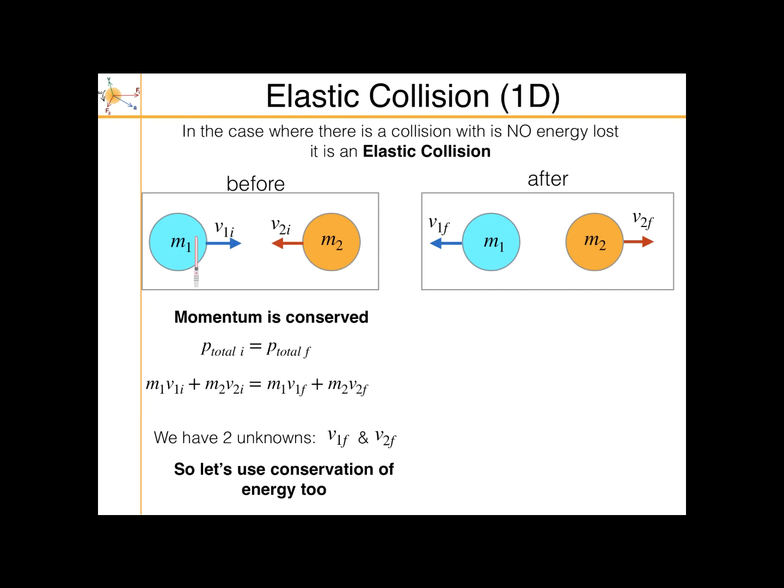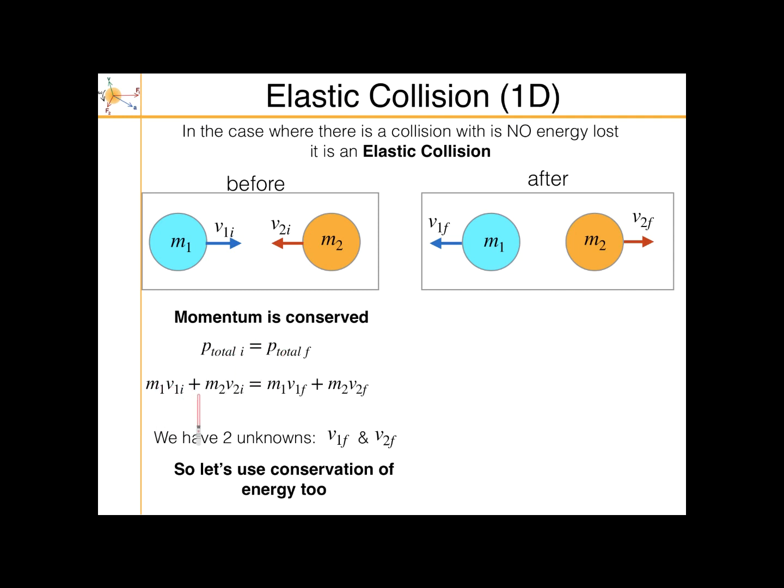So, for example, if before the collision we have an object 1 with initial speed 1, and then we have object 2 with initial speed 2, and after the collision they've bounced off each other, they have the same mass, but they each have a different final velocity. So let's assume momentum is conserved. And most generally, p total initial equals p total final.